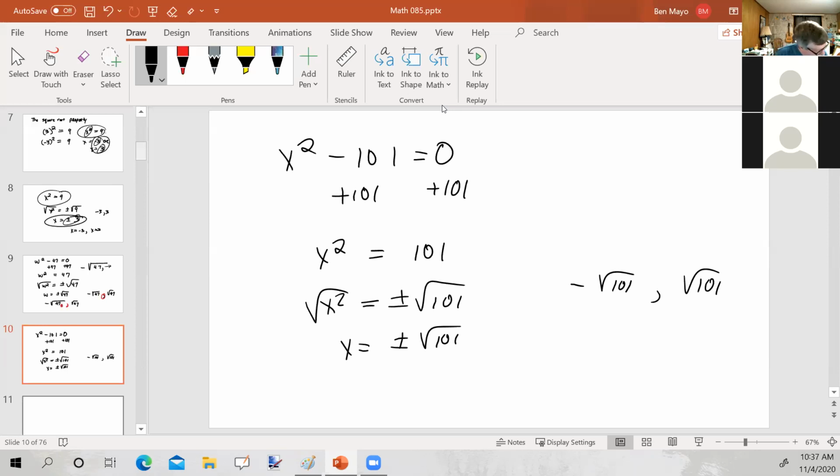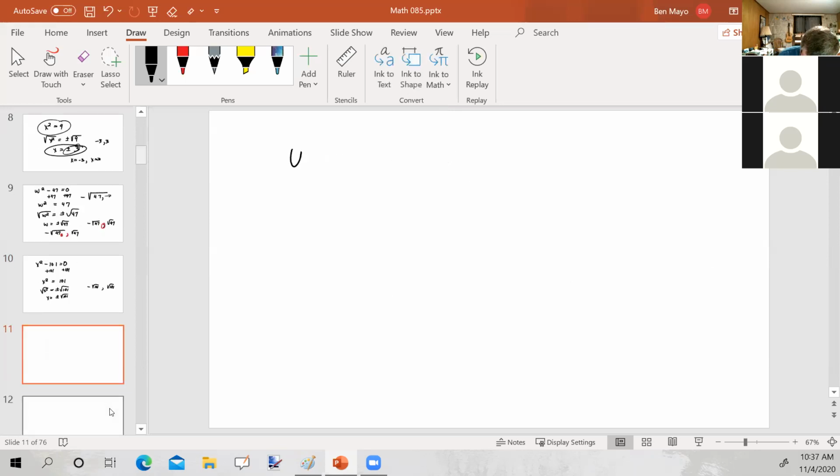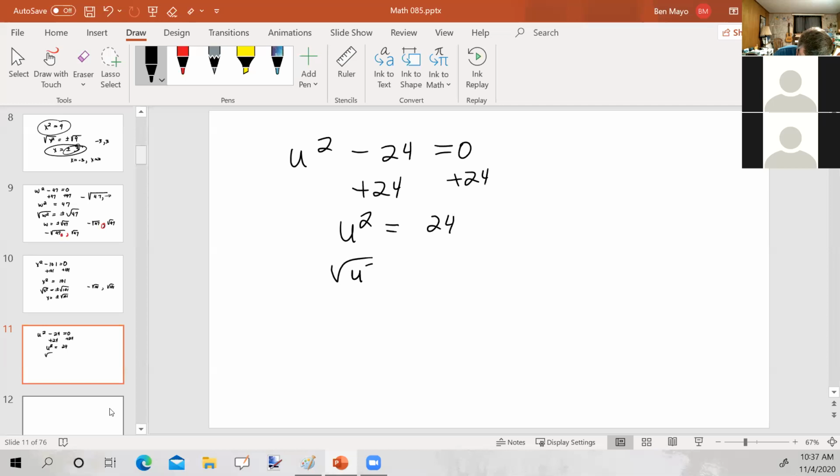All righty. Let's take a look at this next one. U squared minus 24 equals 0. Okay. So I'm going to isolate the perfect square first by adding 24 to both sides of the equation. Then I will apply the square root property and take the square root of both sides, also applying the plus or minus to the right side. So I get u equals plus or minus the square root of 24.